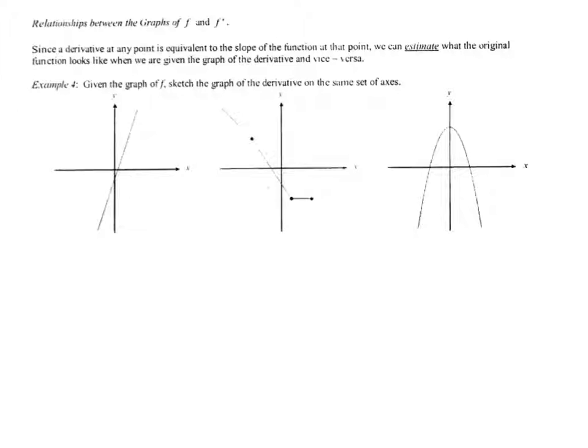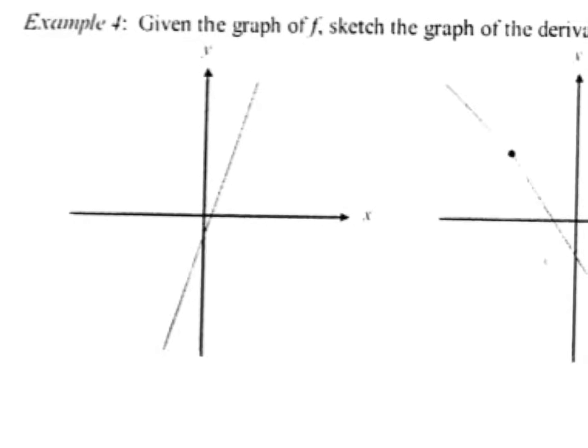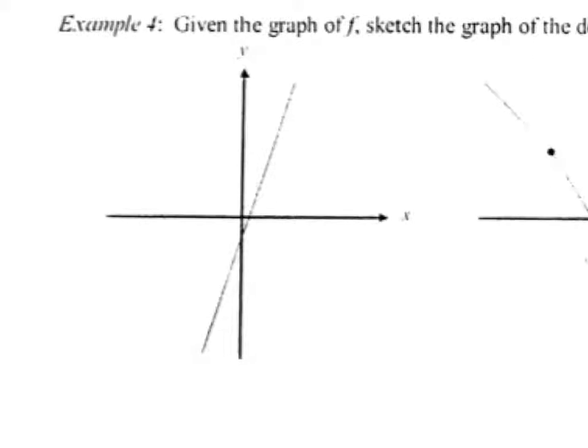Okay, so what you're seeing here are three functions, and we're going to graph the derivative of that function over top of each one. So keep in mind that the derivative is simply the slope of the tangent line of that function. So if we look at the first one, the original function is just a straight line, and basically the slope of the tangent line is going to be the same no matter where we are, because the slope of this line is always the same.